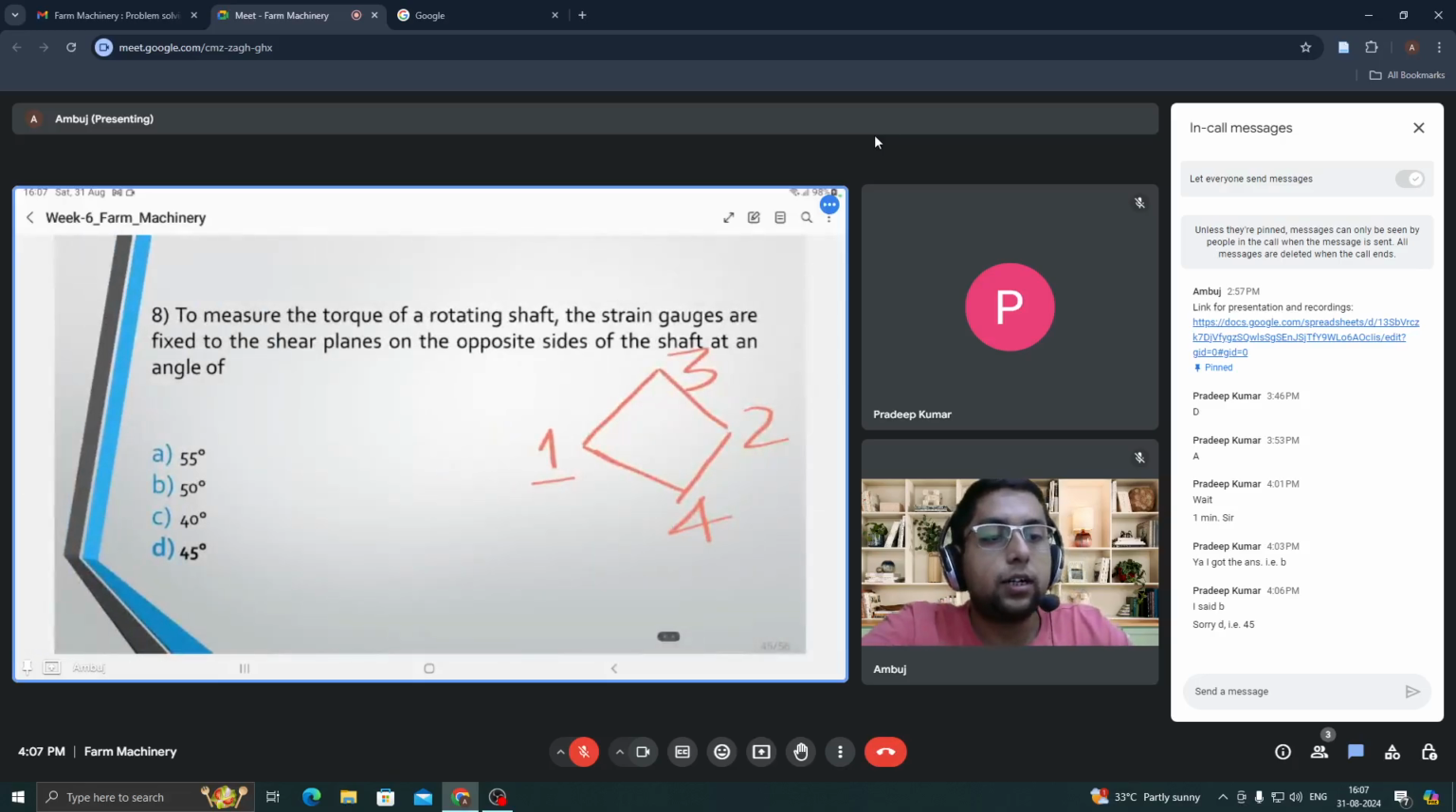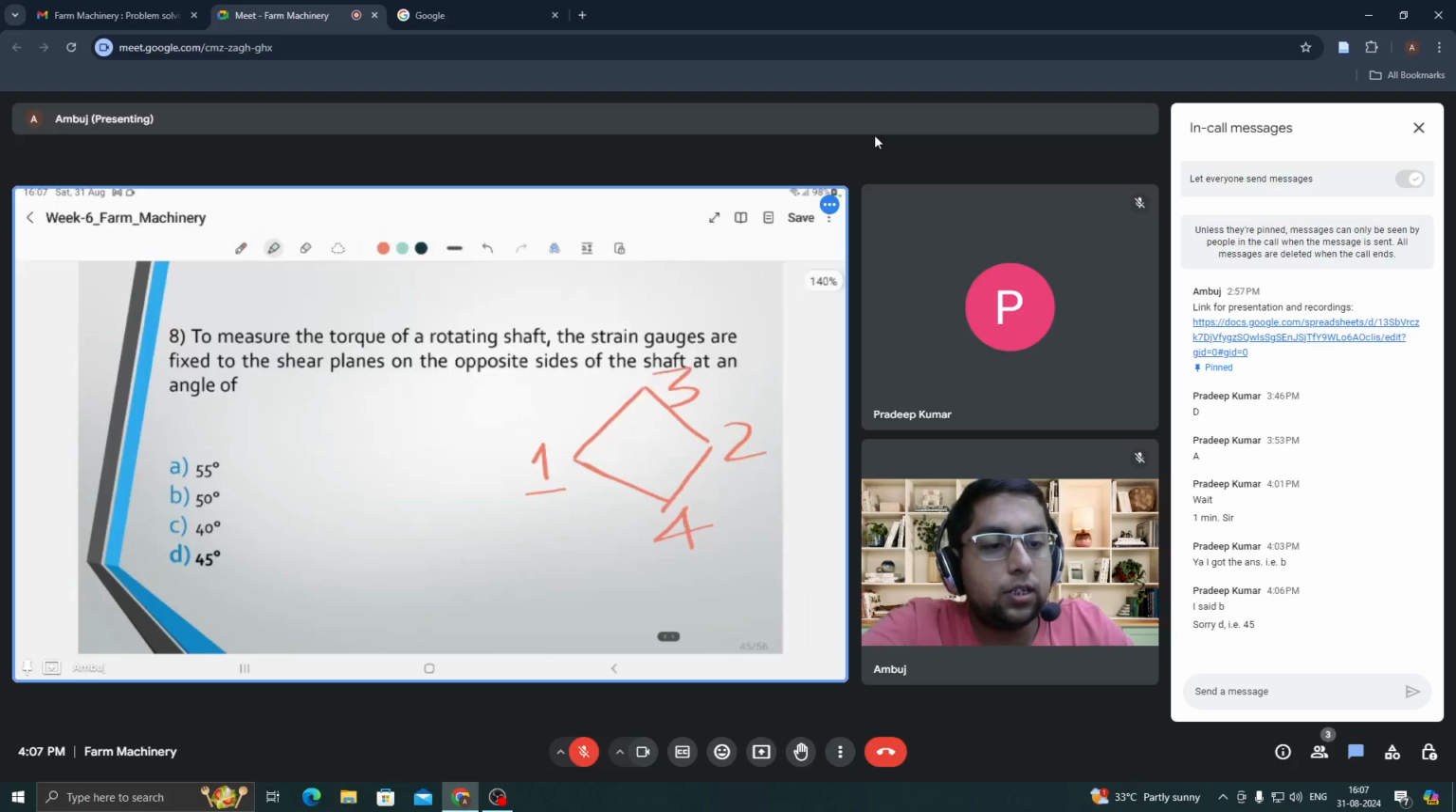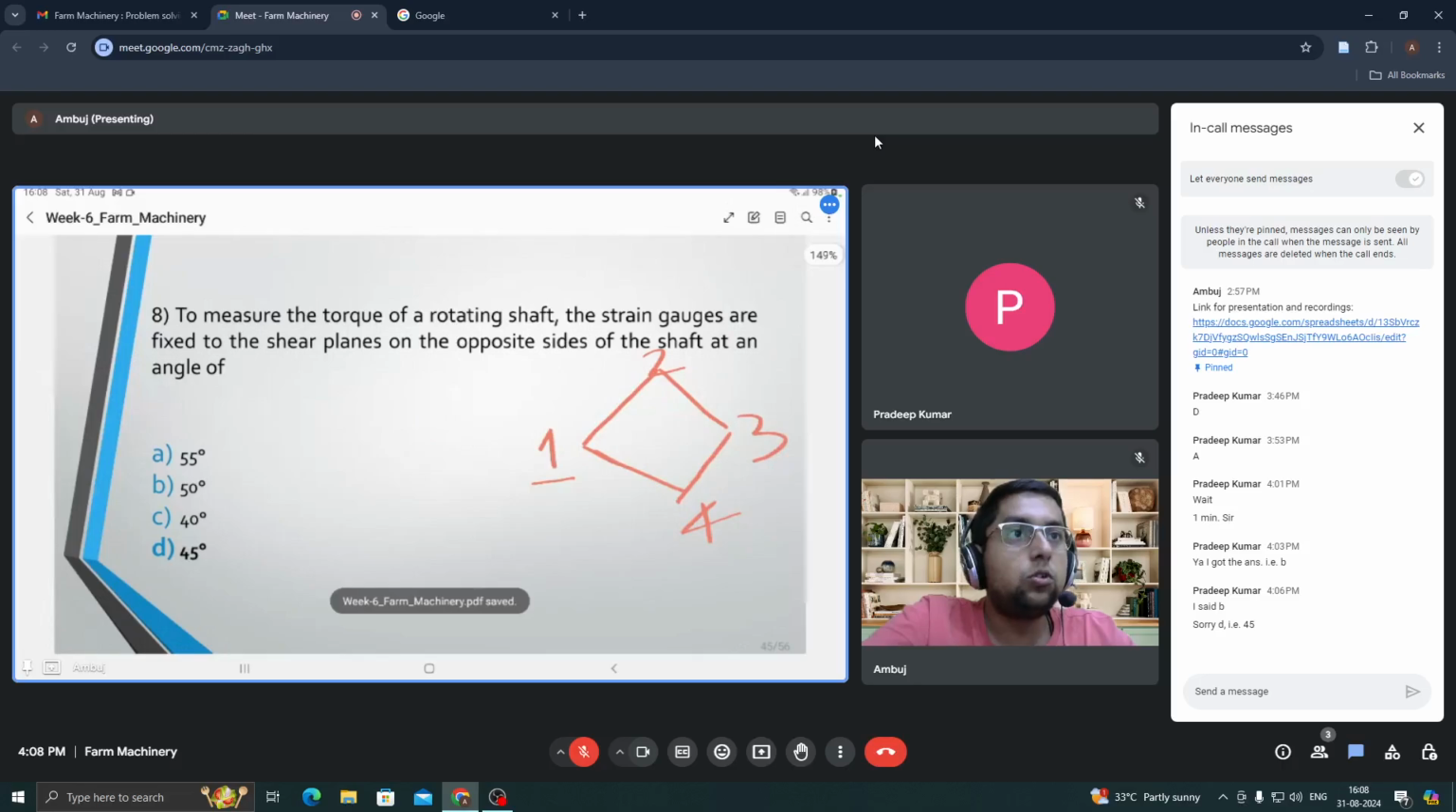Just a second, I'll erase this. Not a problem. This will be the correct configuration. Sorry for the mistake. I said B, sorry, D. Yeah, 45 degree. Please be very careful. Even in the exam, you have to make sure that you are correct with the configuration.